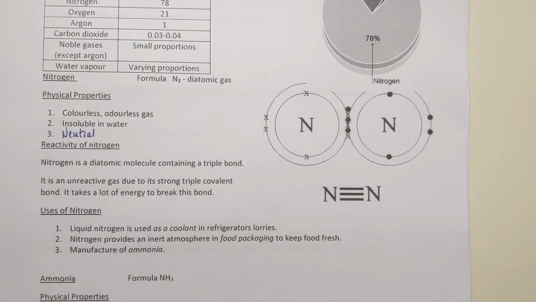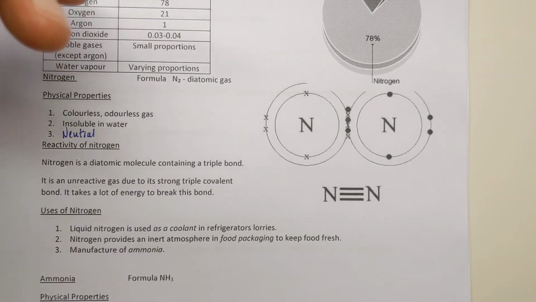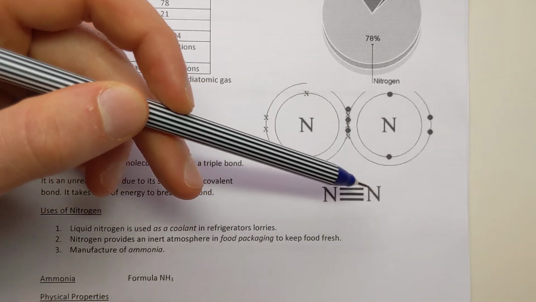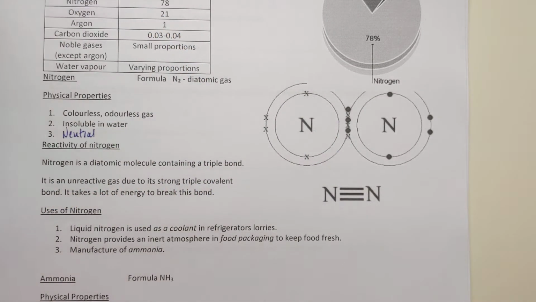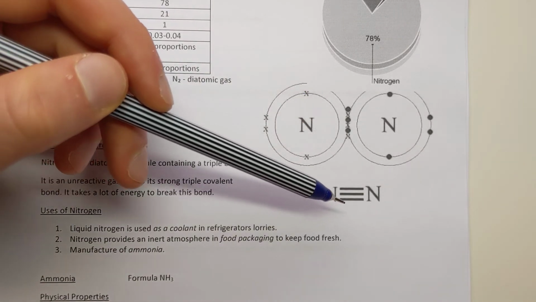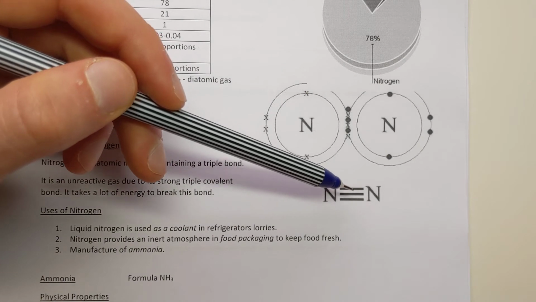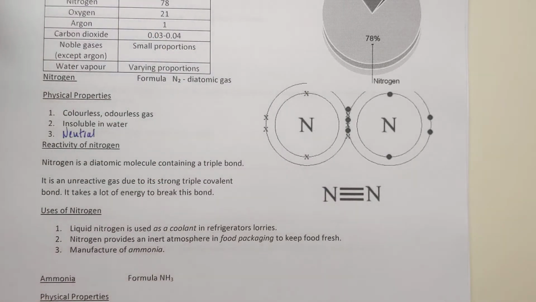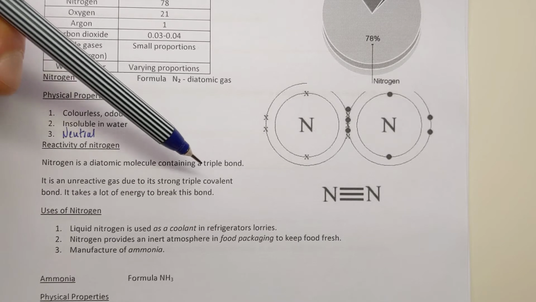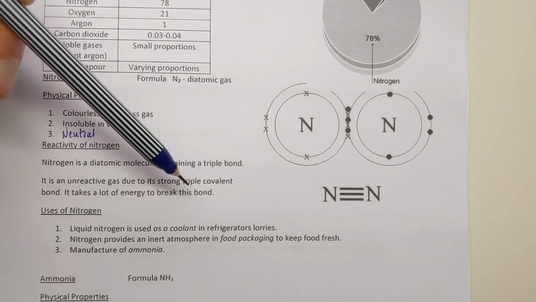If you think about the implication of that, if you want to react nitrogen to make something else, the first point of any reaction is breaking the bonds in the reactants to get them to bond something new. So it kind of stops any reactions happening because you can't bond anything new if you can't break the bond in the middle in the first place. So the implication is that nitrogen is a very unreactive gas. The explanation is it has a very strong triple bond that takes a lot of energy to break.